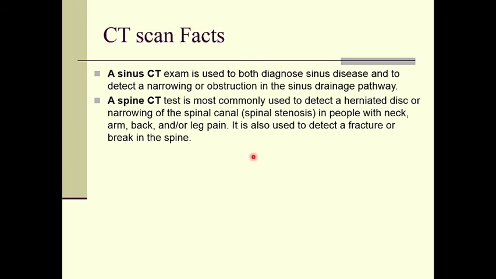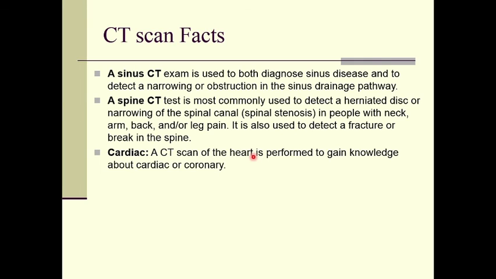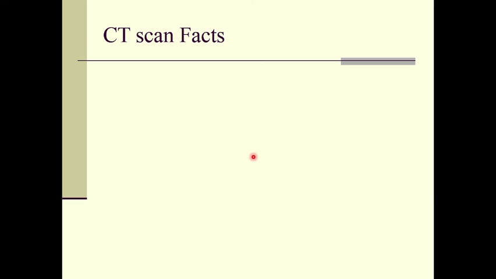A spine CT test is most commonly used to detect a herniated disc or narrowing of the spinal canal, spinal stenosis, in people with neck, arm, back and or leg pain. It is also used to detect a fracture or break in the spine. Cardiac means related to the heart. A CT scan of the heart is performed to gain knowledge about the cardiac or coronary arteries. So, these are the applications.